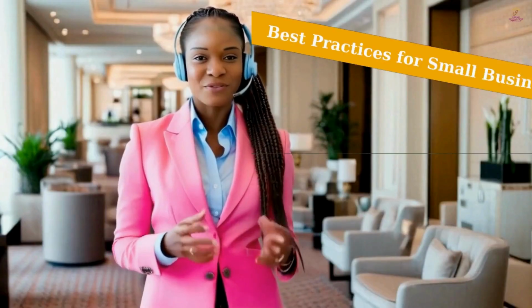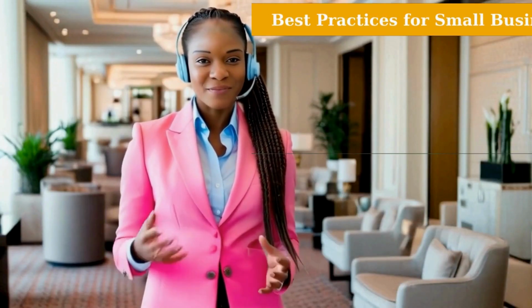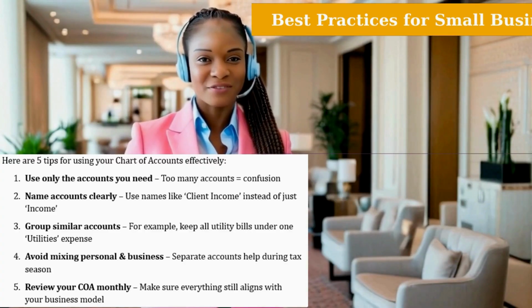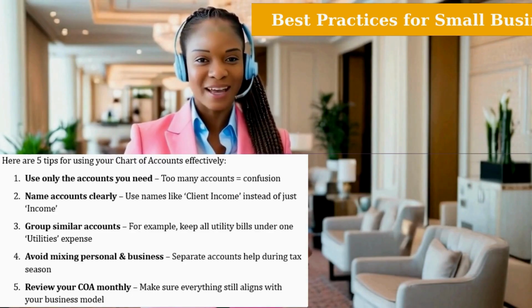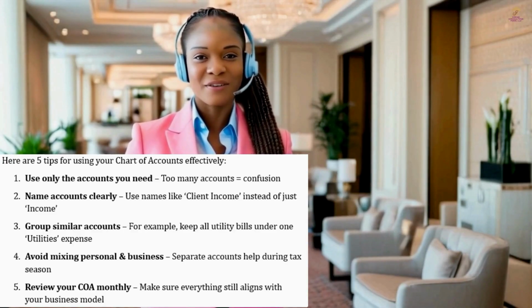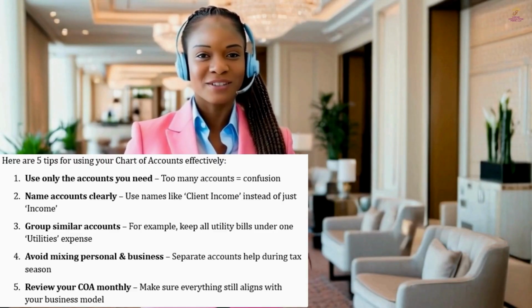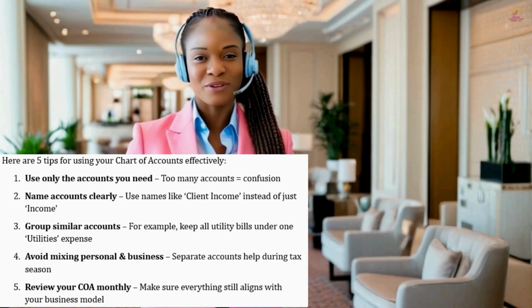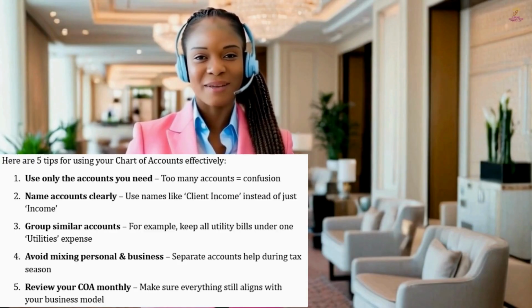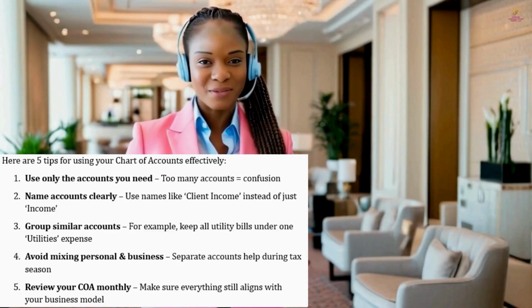Here are 5 tips for using your chart of accounts effectively. 1. Use only the accounts you need. Too many accounts equals confusion. 2. Name accounts clearly. Use names like client income instead of just income. 3. Group similar accounts. For example, keep all utility bills under one utilities expense. 4. Avoid mixing personal and business. Separate accounts help during tax season. 5. Review your chart of accounts monthly. Make sure everything still aligns with your business model.